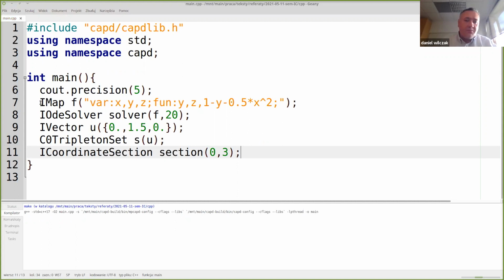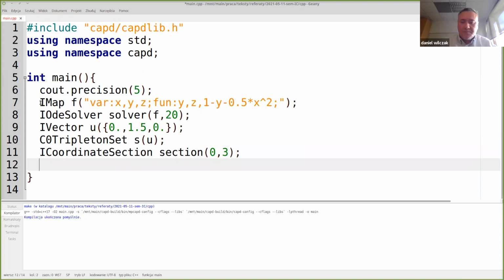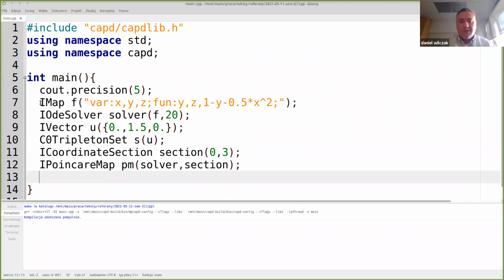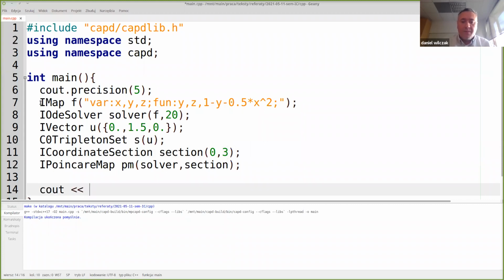And in the end, we define the Poincaré map. We have to specify the solver and the section. And that's it. We can compute the Poincaré map like that. The Poincaré map evaluated at a point, well, a point represented in this way. So our representation of U is S. And I will print the result using just 5 digits. So maybe I change it to 17.